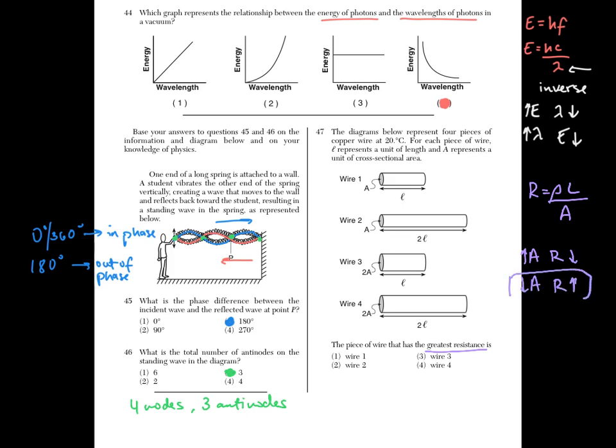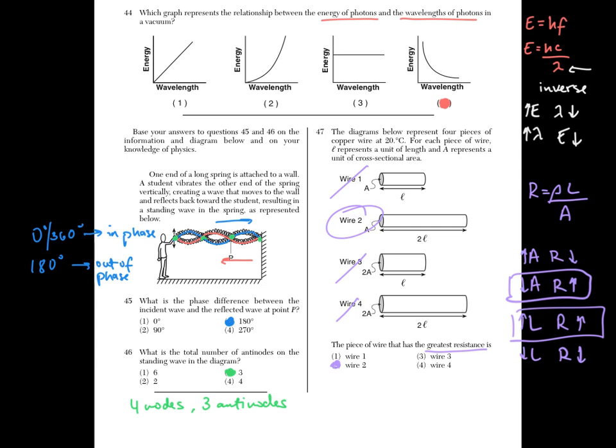Okay, so we want that. And length is directly related, so we want a longer length. We want a smaller area, so we have to pick one with A, and we also want the longer length. So it's not 1, it's going to be wire 2. Choice 2.